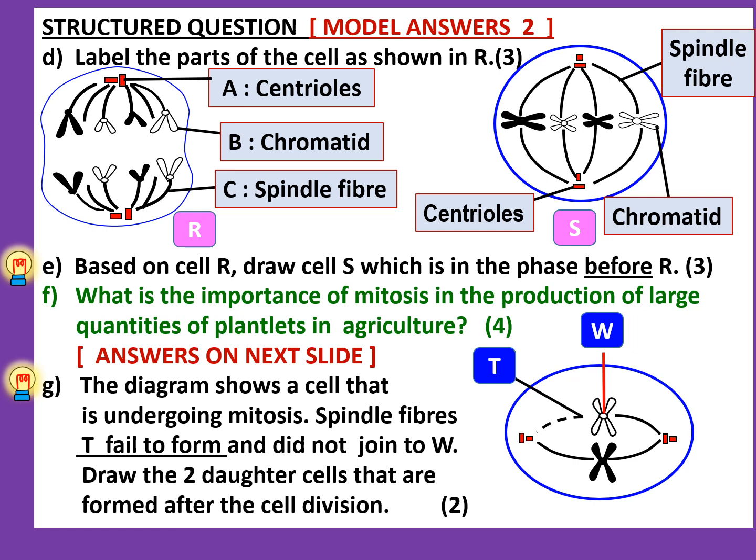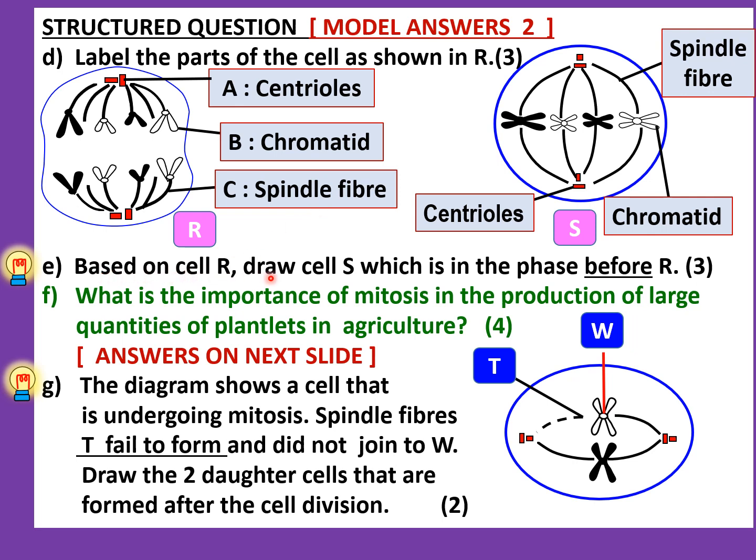Let us look at the answer for question D. Label the parts of the cell as shown in R. So A is a pair of centrioles. B is a chromatid, not a chromosome yet. Okay, the sister chromatids separate and they become daughter chromosomes when they reach the poles. So it's better to label this structure as a chromatid, not a sister chromatid, because you must have 2 sister chromatids labeled to be able to label them as sister chromatids. If there's only one, we call it a chromatid. And this is the spindle fiber, right? So 3 marks, 1 mark for each label.